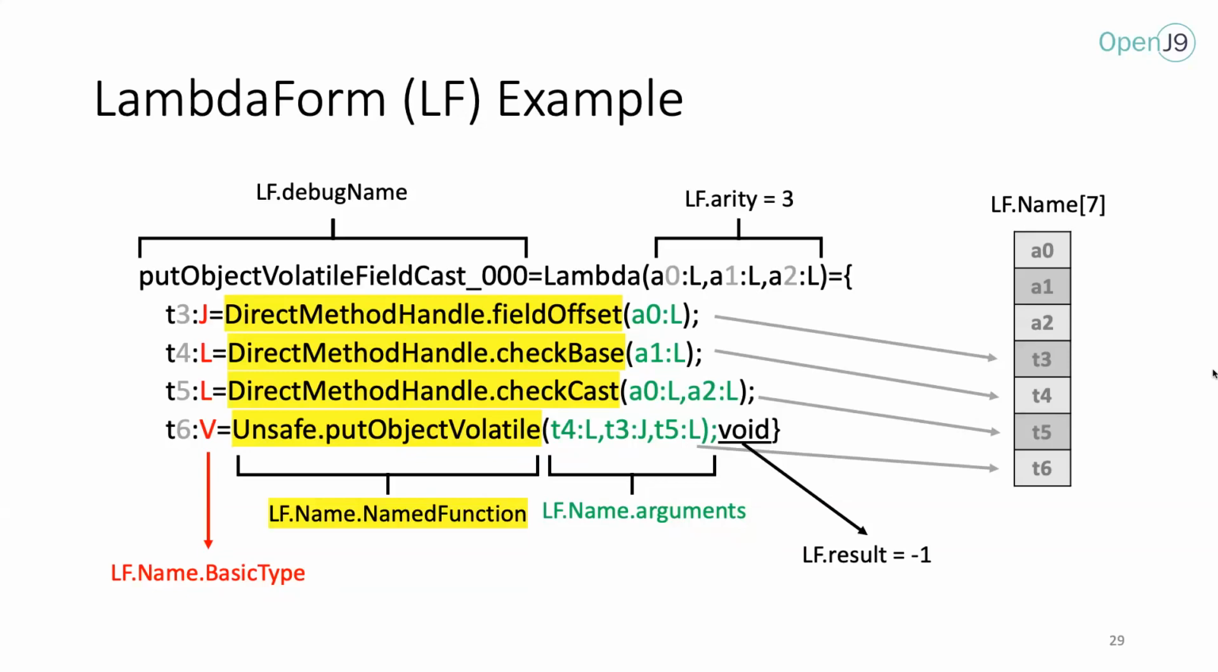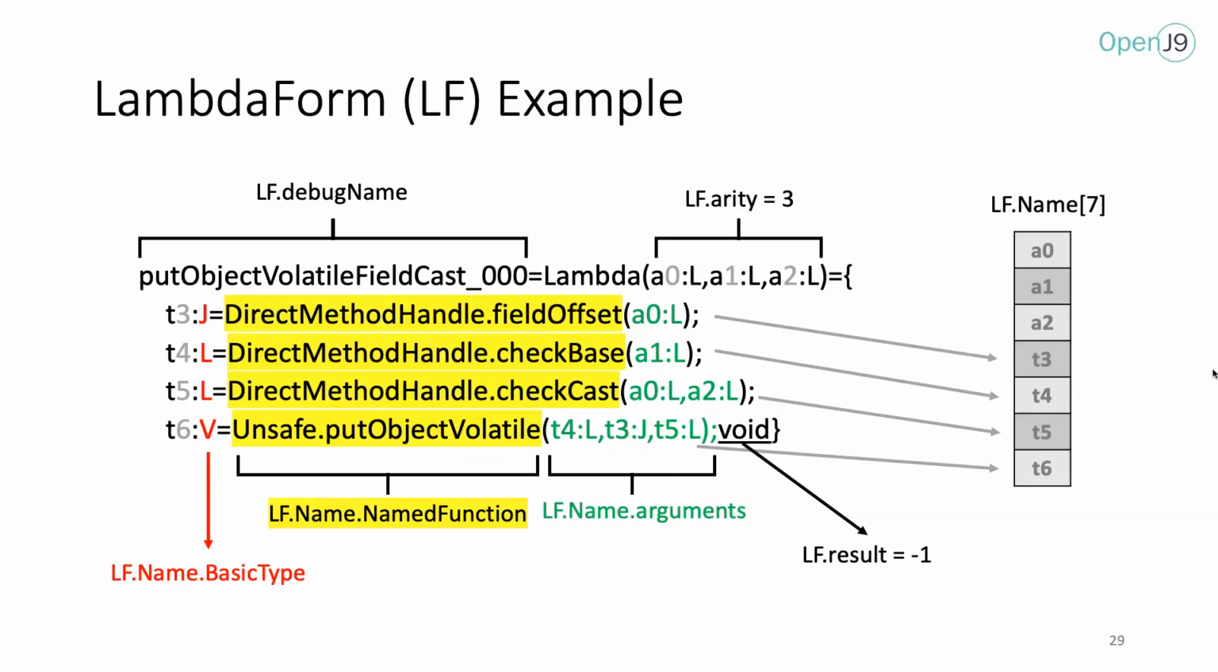So in order to execute the method handle, if you look at the annotations, we can see it has been given a debug name, which is only generated when a Java property is enabled to trace lambda forms creation. So in normal execution, the debug name won't be generated. Other properties are the arity, which defines how many input arguments this lambda form will accept. In this case, there are 3 input arguments, and the lambda form will have an array of name.